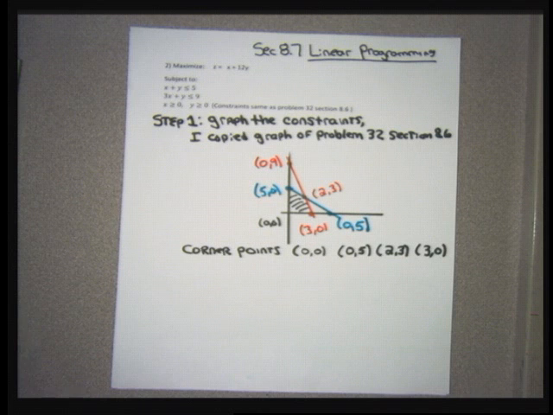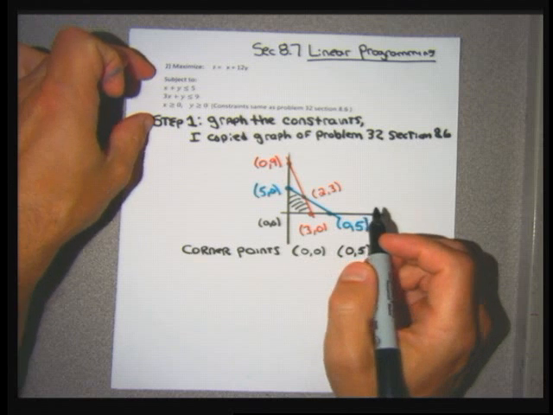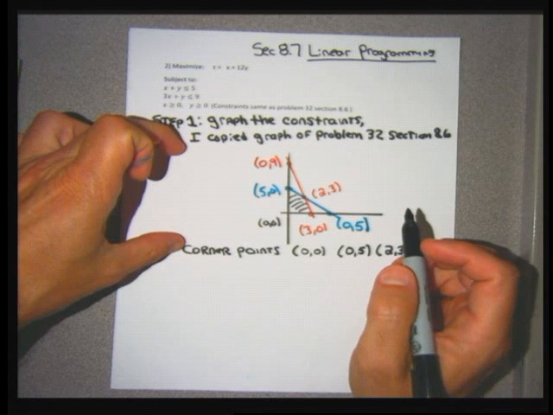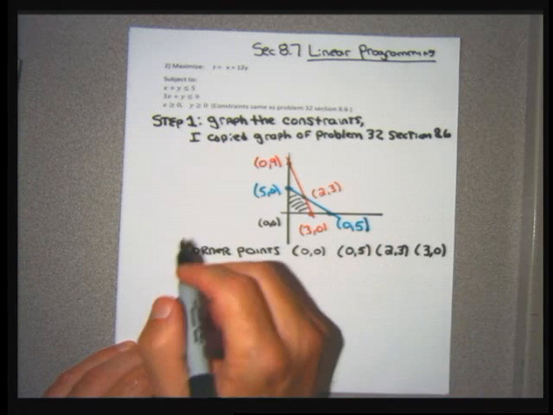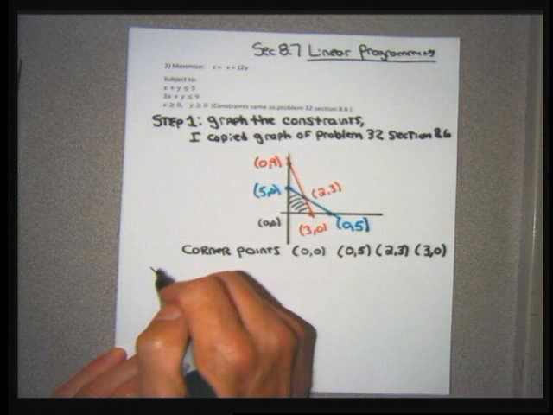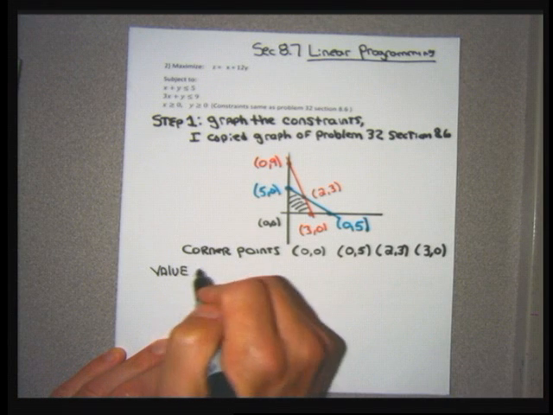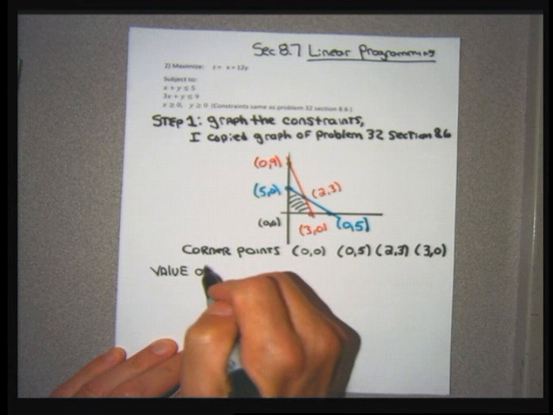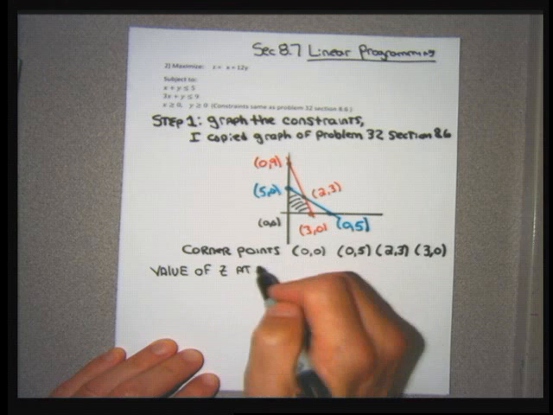To find the optimal, the biggest z can be subject to these constraints, it's easy. Once you have the graph generated, shaded, and you find the corner points, then the maximum value of z occurs at one of the corner points, and then all we need to do is evaluate the maximize function at each corner point.